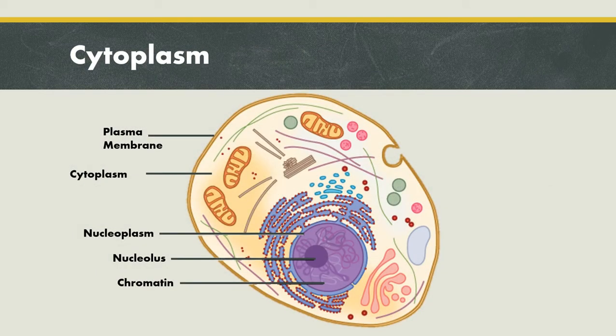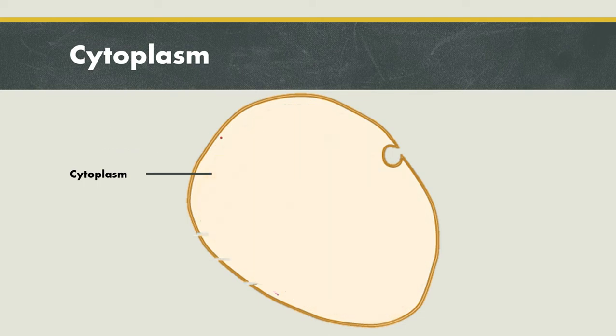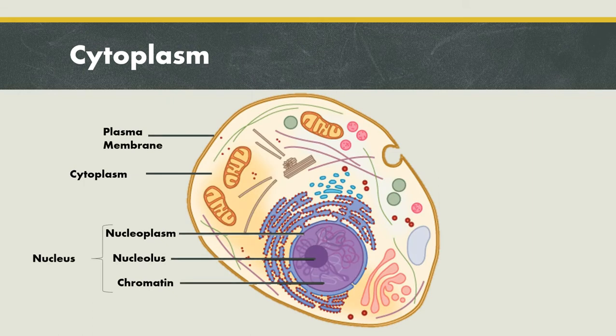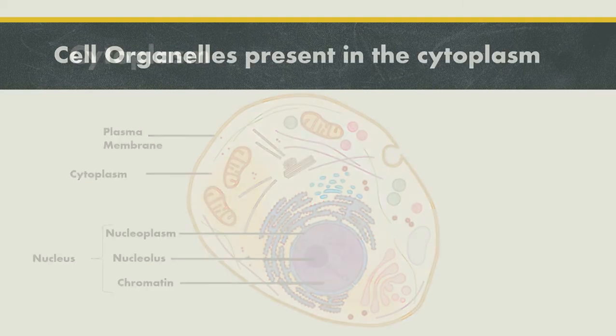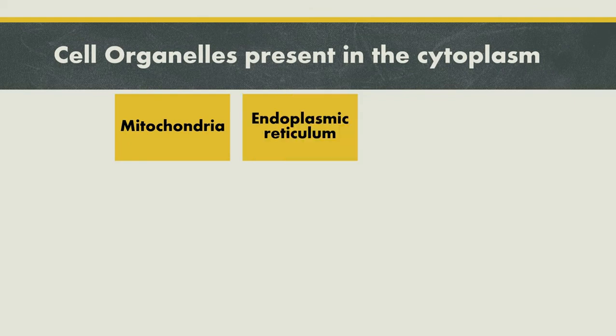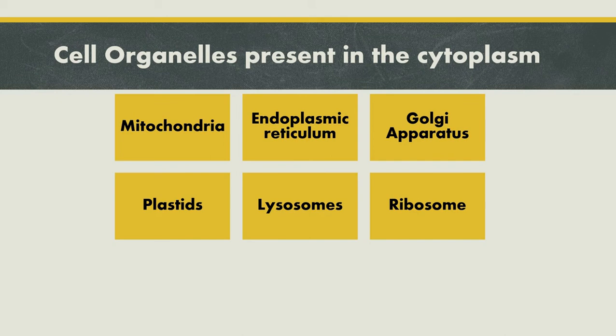Cytoplasm. Cytoplasm occupies the majority part of the cell. It is a living component of the cell consisting of transparent semi-fluid granular substance. The main component is water, which is present up to 90%. And in the cytoplasm, a number of cell organelles are present. Some of these cell organelles are mitochondria, endoplasmic reticulum, Golgi apparatus, plastid, lysosome, ribosome, centrosome, and many more.